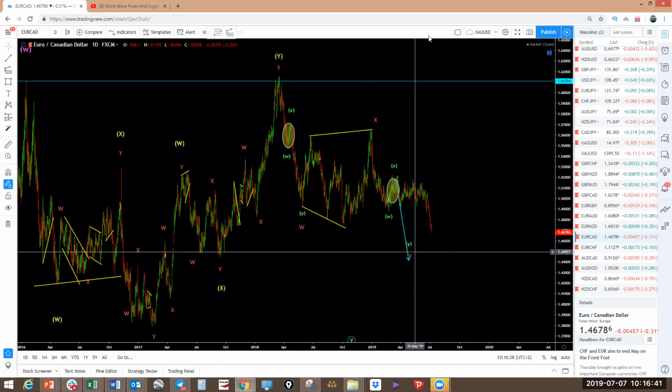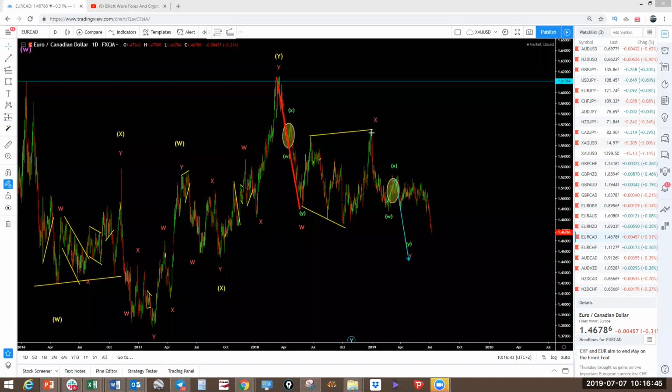very simple structure. Move down 3 waves, move up. Remember, we forecasted these 3 waves together, this complex X correction here. And that's what we have. Okay. That's what we have there.